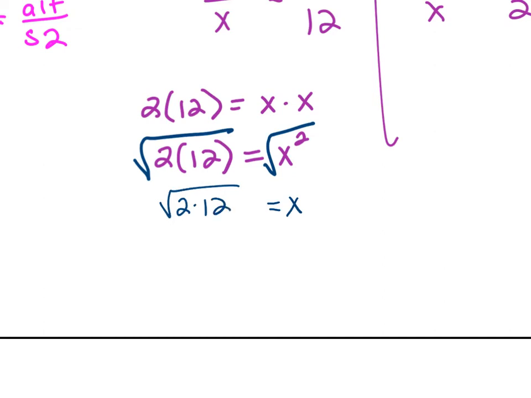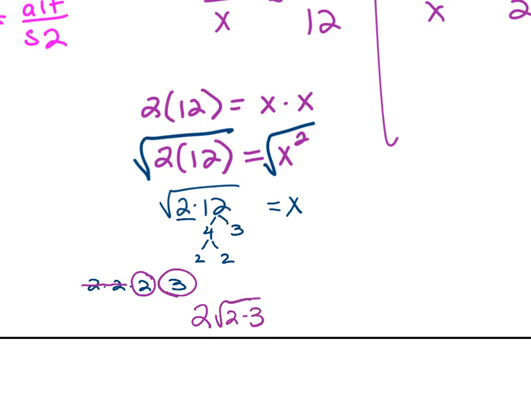4 and 3 is 12, so I can do 4 and 3, 2 and 2. All those numbers would be the 2 that's there. So 2, 2, 2, 3. Lovely. Two 2s means a 2 goes to the outside. A 2 and a 3 stays underneath.